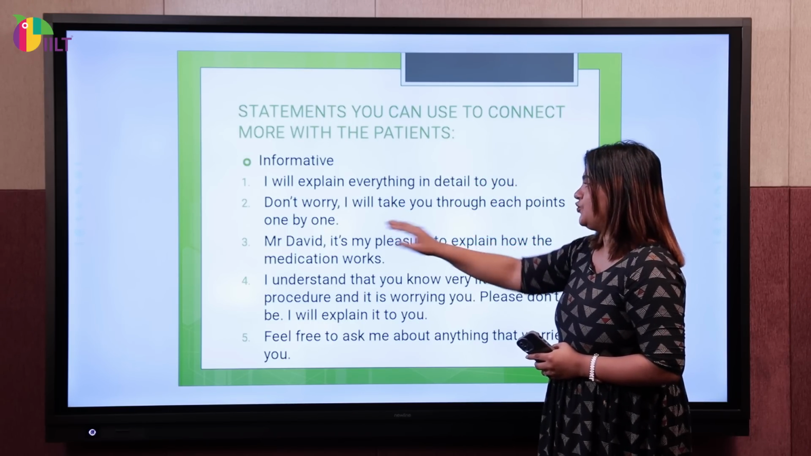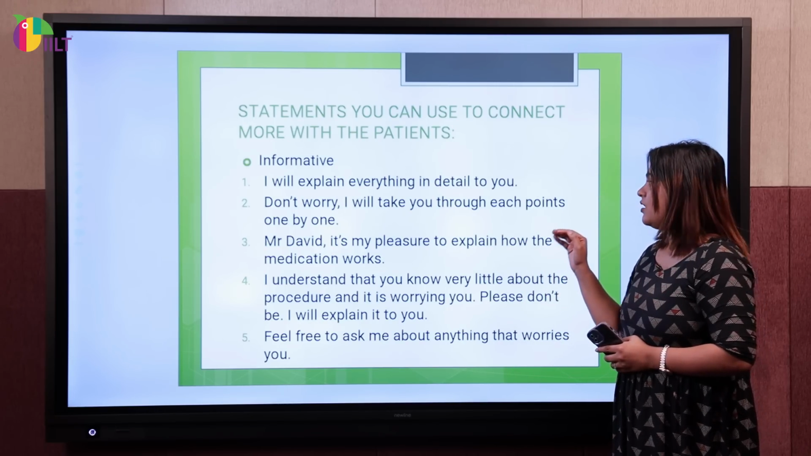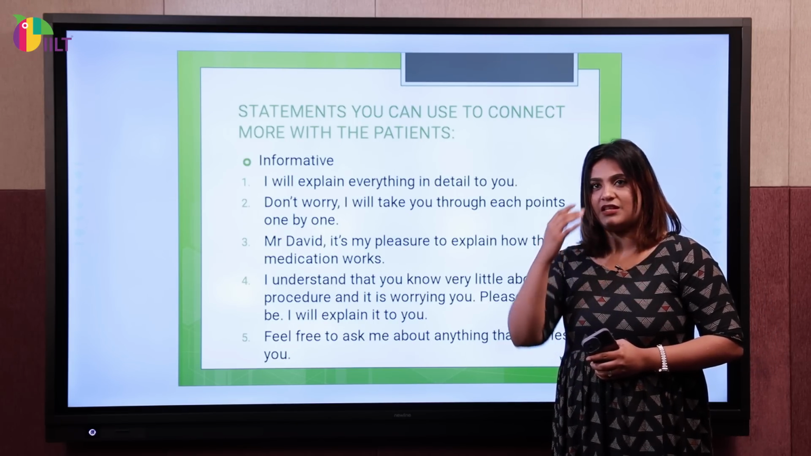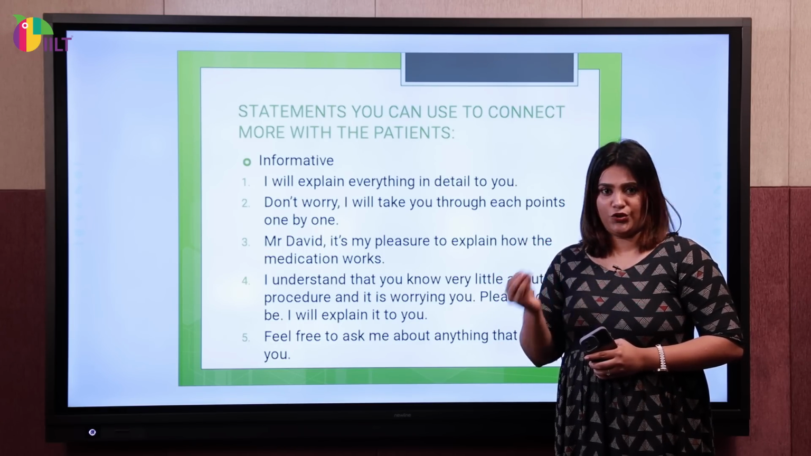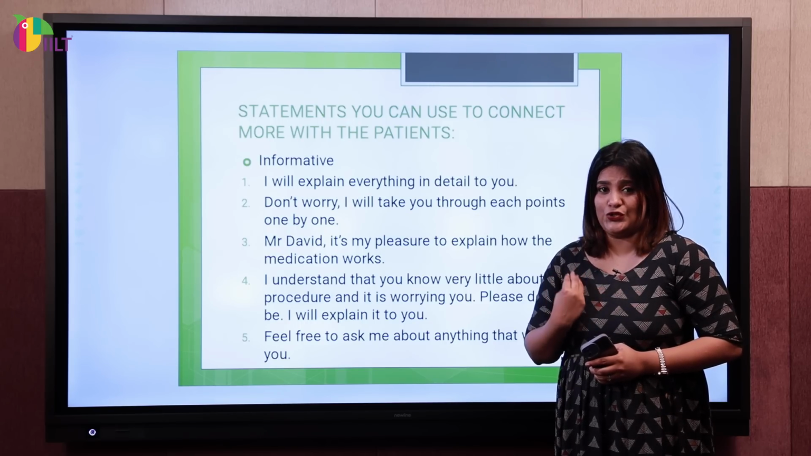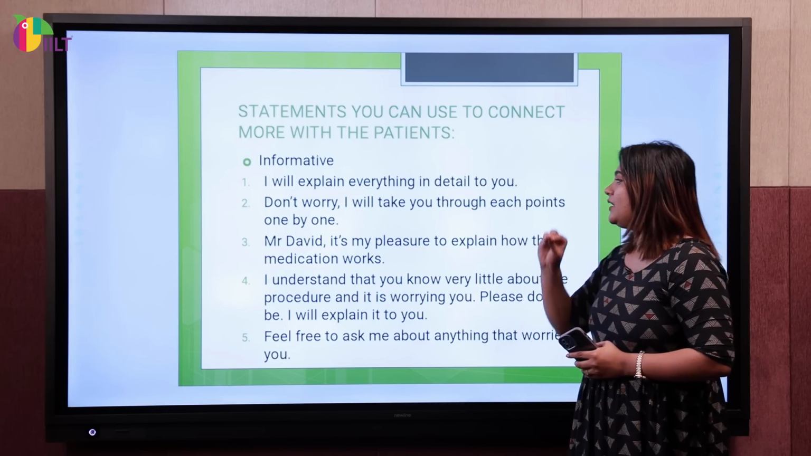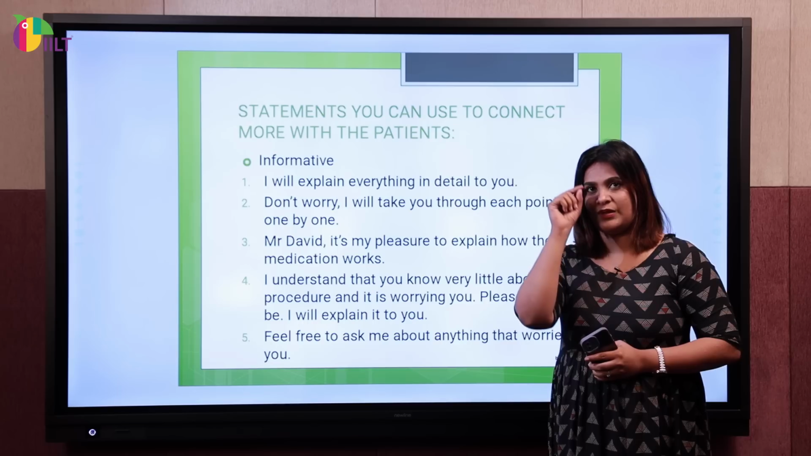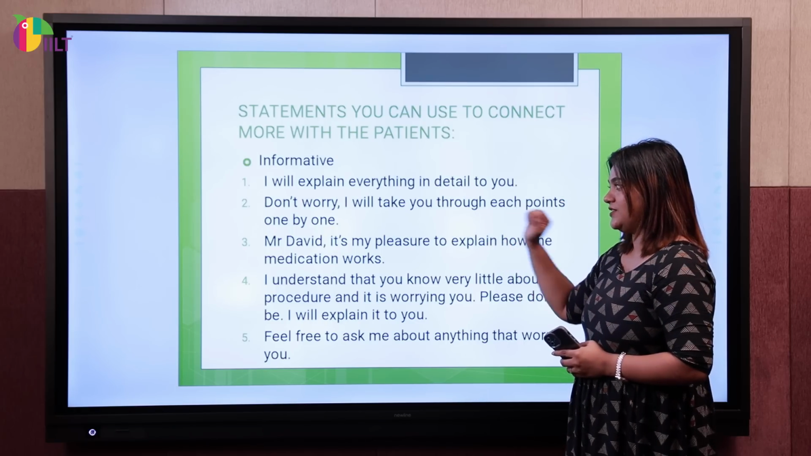The next one, don't worry, I'll take you through each point one by one. So in that particular area, say for example, if the patient asks you, I've never undergone this procedure and I don't know what you're going to do in that, and I'm really concerned about what is going to happen to me or what you're going to do to me during that procedure. So you're telling the patient, don't worry, I'll take you through each point one by one. Okay, that means that I'll explain each point one by one, and then you can start the explanation. Okay, so that is another statement that you can use.